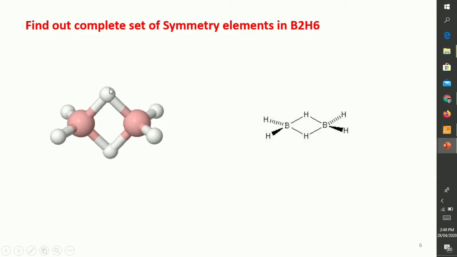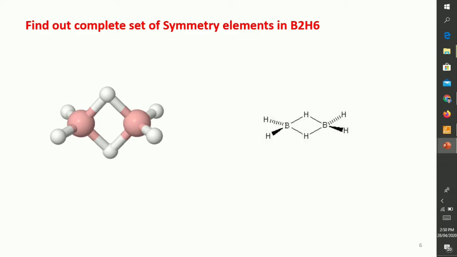So the first one is this one. If we pick this molecule from this side or this side, you will get the C2. The second one is the axis of rotation on this side. You can say this is the x-axis, this is the y-axis, and this is the z-axis towards you, towards the observer. If you pick this molecule along the z-axis, there is also a C2 axis of rotation present in this diborane, B2H6.